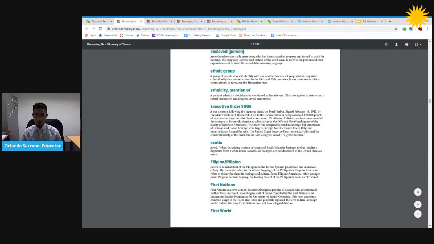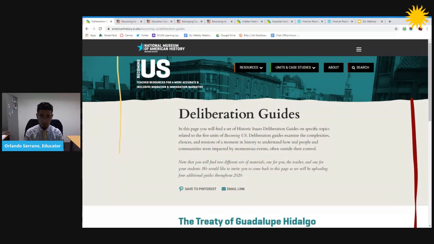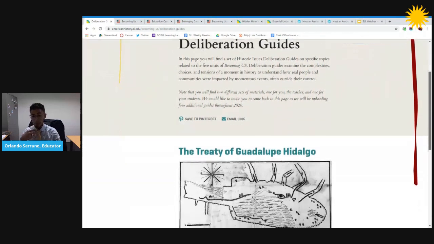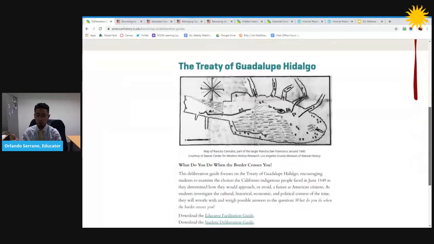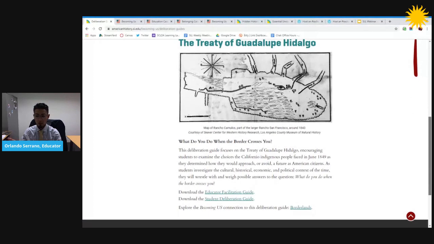I guess we can go over the deliberation guide as well. So this is put together in partnership with the Kettering Foundation. And what deliberation guides are set to do is to present students with a situation, right? In this case, we're talking about the Treaty of Guadalupe Hidalgo, and this is tied to the case study of the Mexican-American War. And so the question here is, what do you do when the border crosses you?